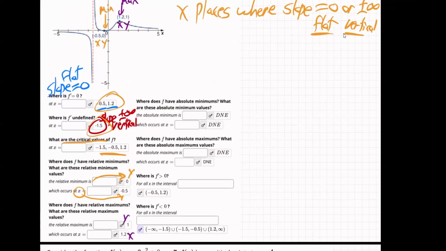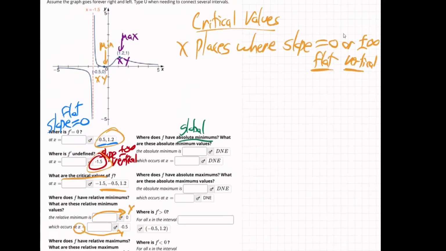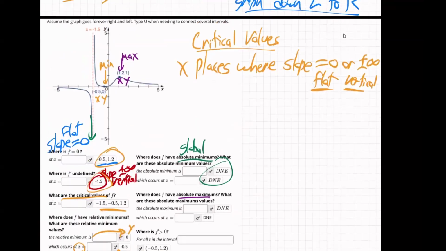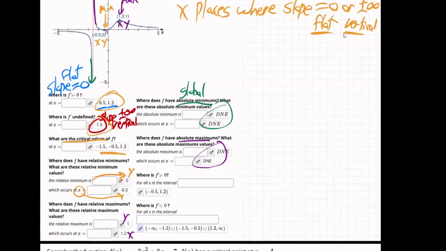All right, now we're going to answer the bigger question. What about the absolute? It's also called global. Absolute, overall, global. Is there an overall lowest point? No, the graph seems to go down there forever. So there's D and E on both those. Does not exist. Okay, well then, what about an absolute or global max? Is there an overall highest point? No, the graph seems to go up forever there, so those are D and E also.